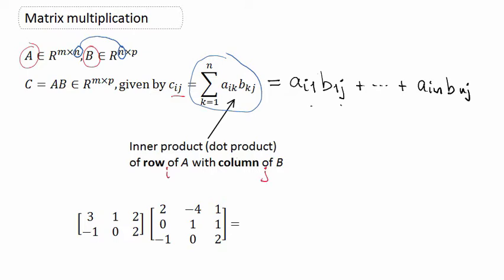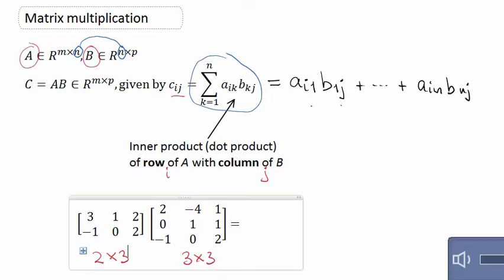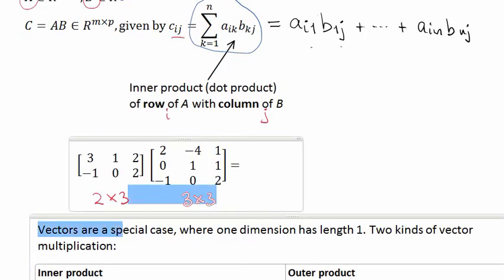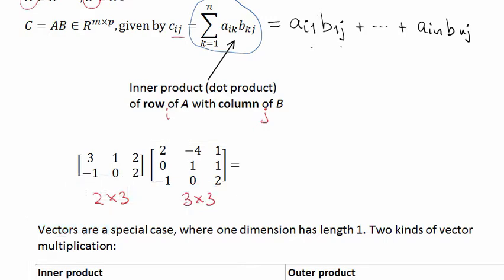So here it is with numbers. If I want to find the product of these two matrices, A is 2 by 3, B is 3 by 3, so the product is defined. Sorry about that. The product is defined, and the answer is going to be 2 by 3 as well.